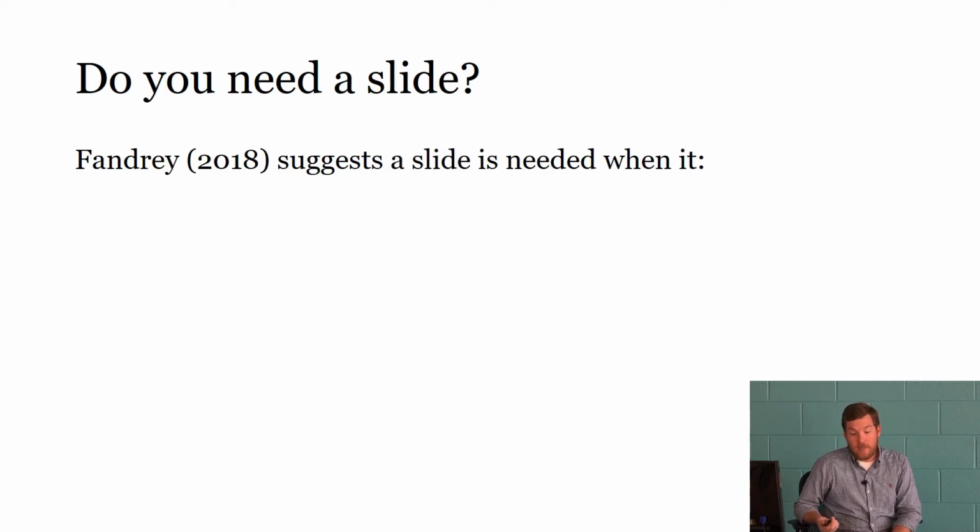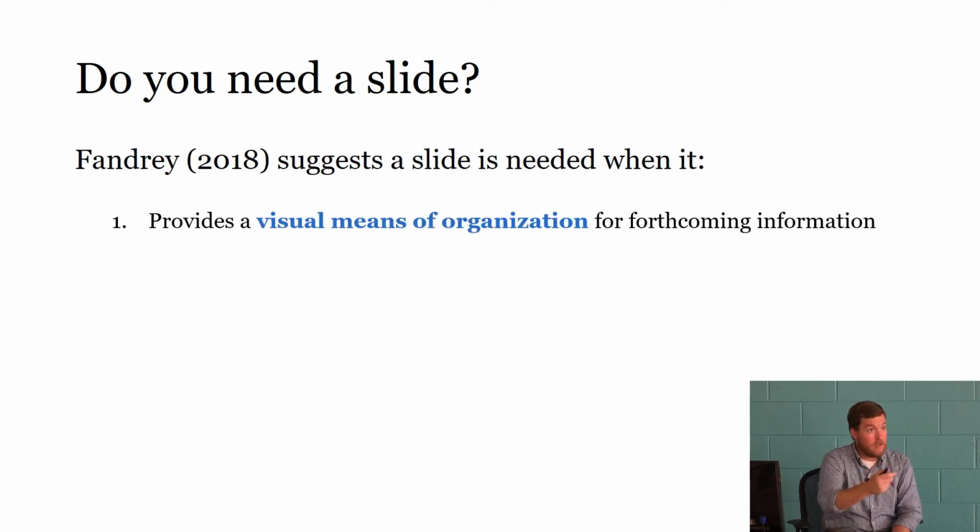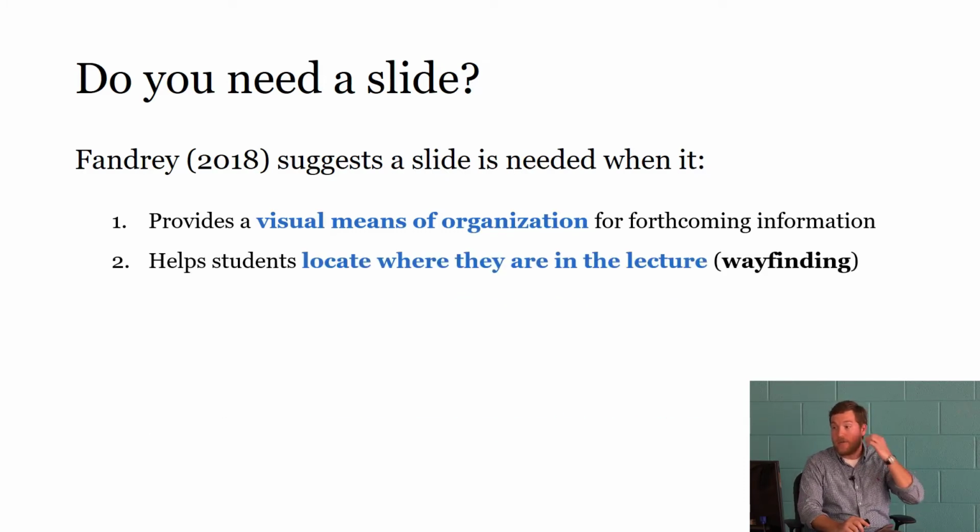So the first thing is we might not always need a slide, and that's something you mentioned earlier, that you don't always need it. So in the book, Fandry says we need a slide if and only if it provides a visual means of organization, if it helps students locate where they are in the lecture, and I'm going to refer to this as wayfinding. And what that is, if you don't provide some of these design elements and some of these structures that we're going to talk about in a few minutes, it goes back to the cognitive load thing.